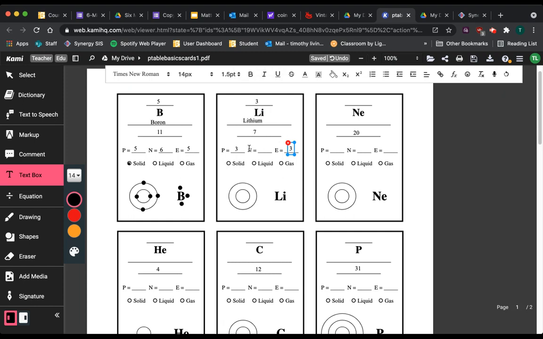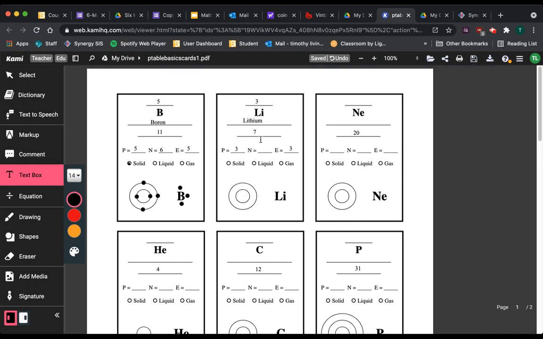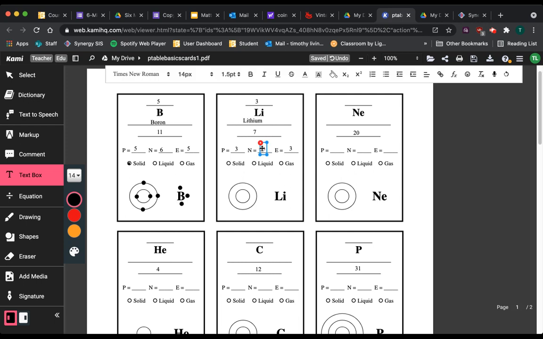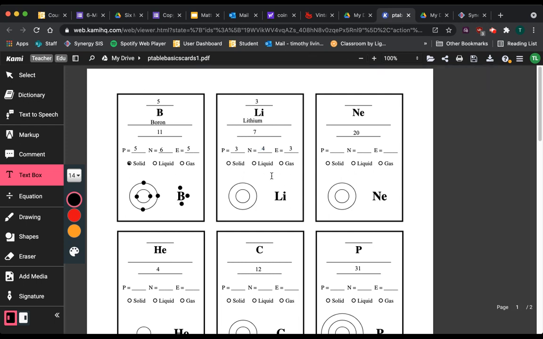Now, if I have 3 protons, 3 electrons, but the atomic mass is 7, to figure out the neutrons, I have to subtract the number of protons from the atomic mass, and I would have 4. So again, in order to have an atomic mass of 7, I would need 3 protons plus 4 neutrons. So 3 plus 4 is 7.